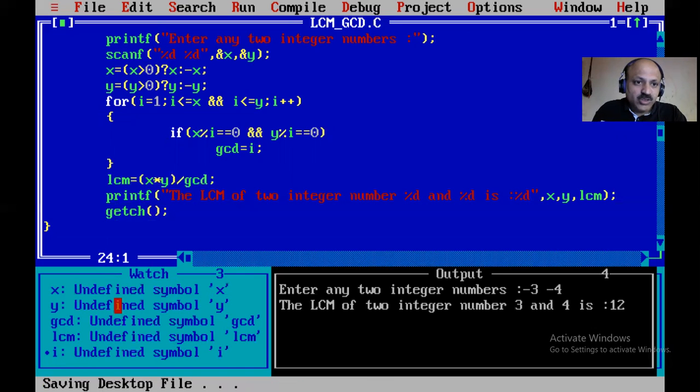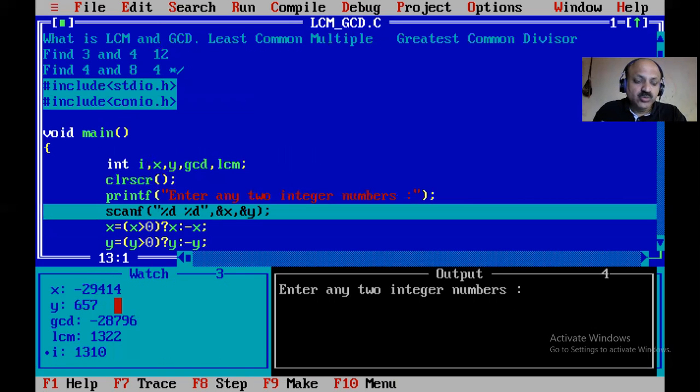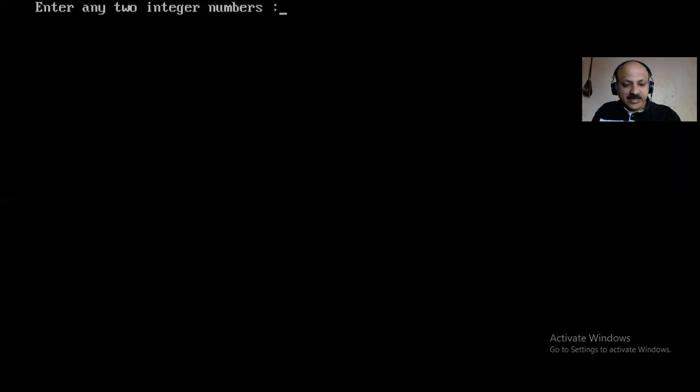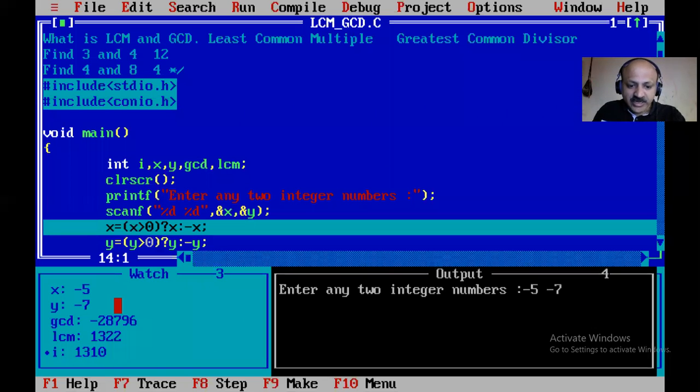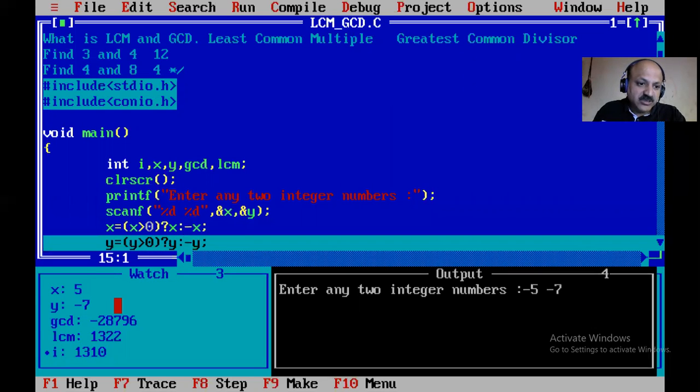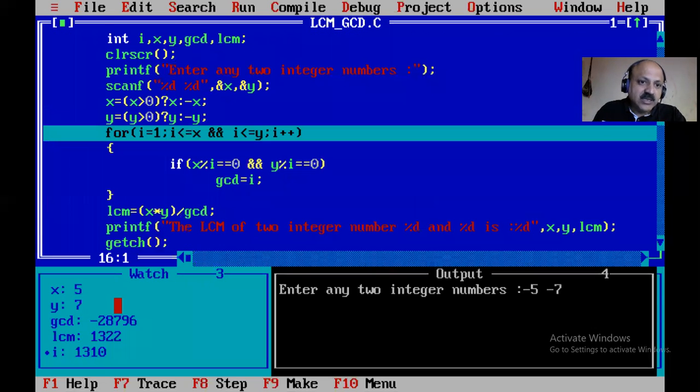So again, I can use the watch window and take new values, like 5 and 7, and I give them as negative, minus 5 and minus 7. So look, now again I start the watch window. Yes, both are converted to positive, minus minus 5 plus and 7. Now again I is 1, I less than x and I less than y. Both conditions are true, so the while loop continues.